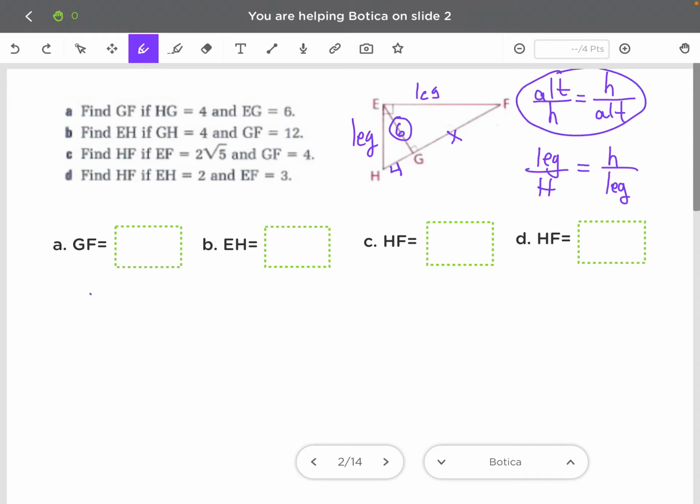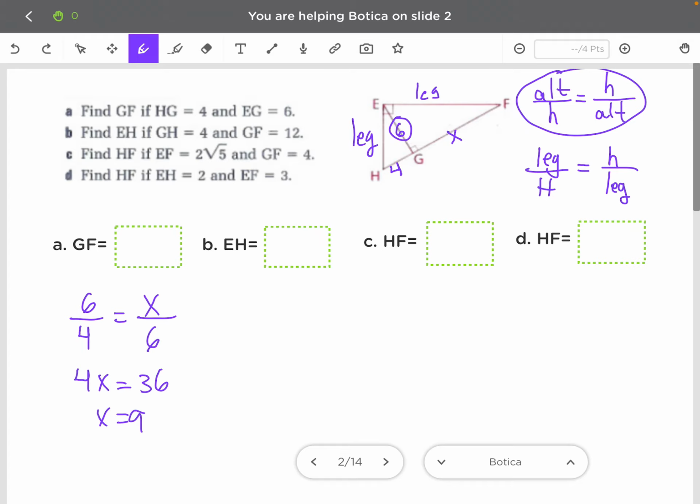I'm going to set this up so the altitude they gave me is 6, so I'm putting the 6 where the altitude belongs. The little h stands for part of the hypotenuse, and the other little h stands for the other part of the hypotenuse. So the parts of the hypotenuse split up into 4 and x. Cross multiply, you get 4x is equal to 36, x is equal to 9. So you know that GF is 9. If you're dealing with a leg, you would obviously set up the same equation except using the leg.